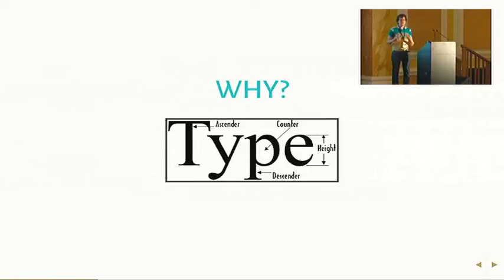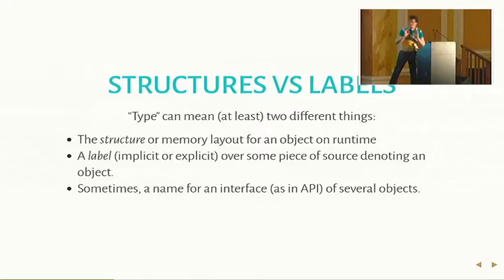Why are we interested in static type checking? I don't want to bore you with theory, but there are a few misconceptions around this. So just a single slide.